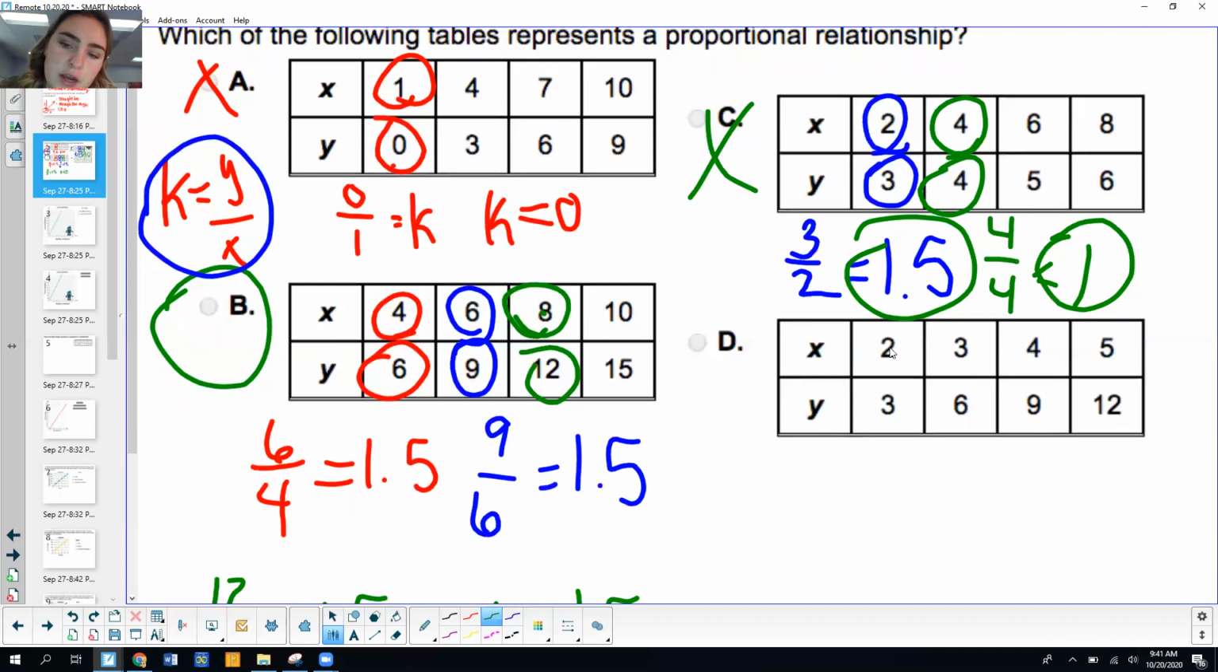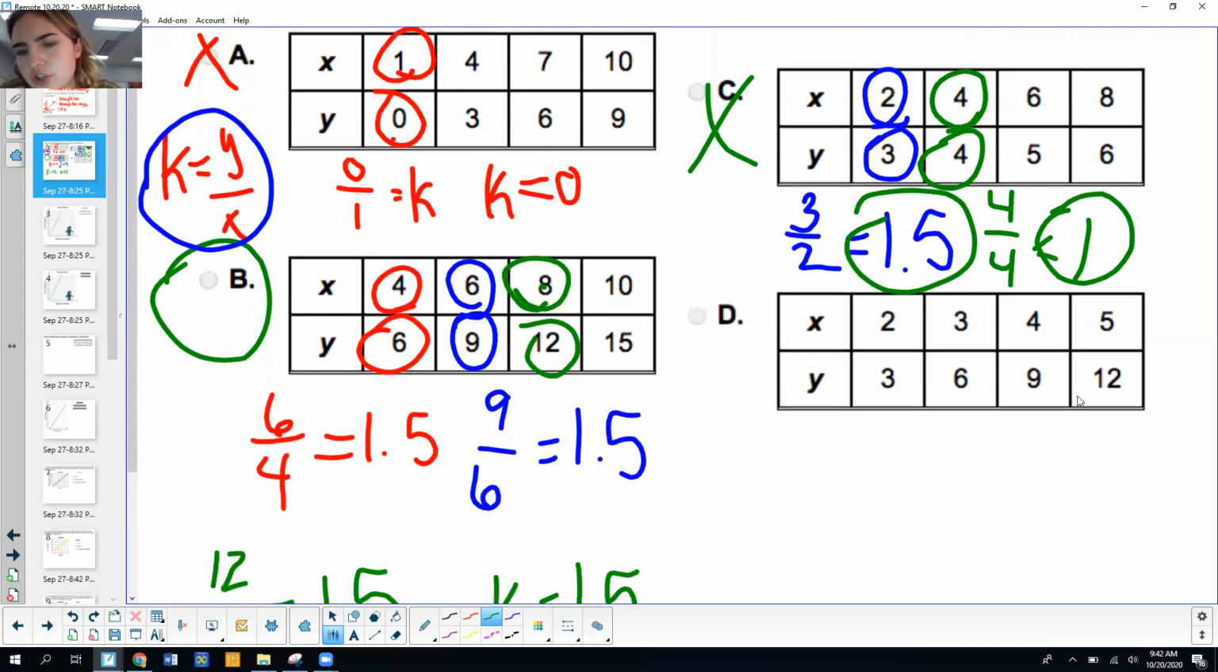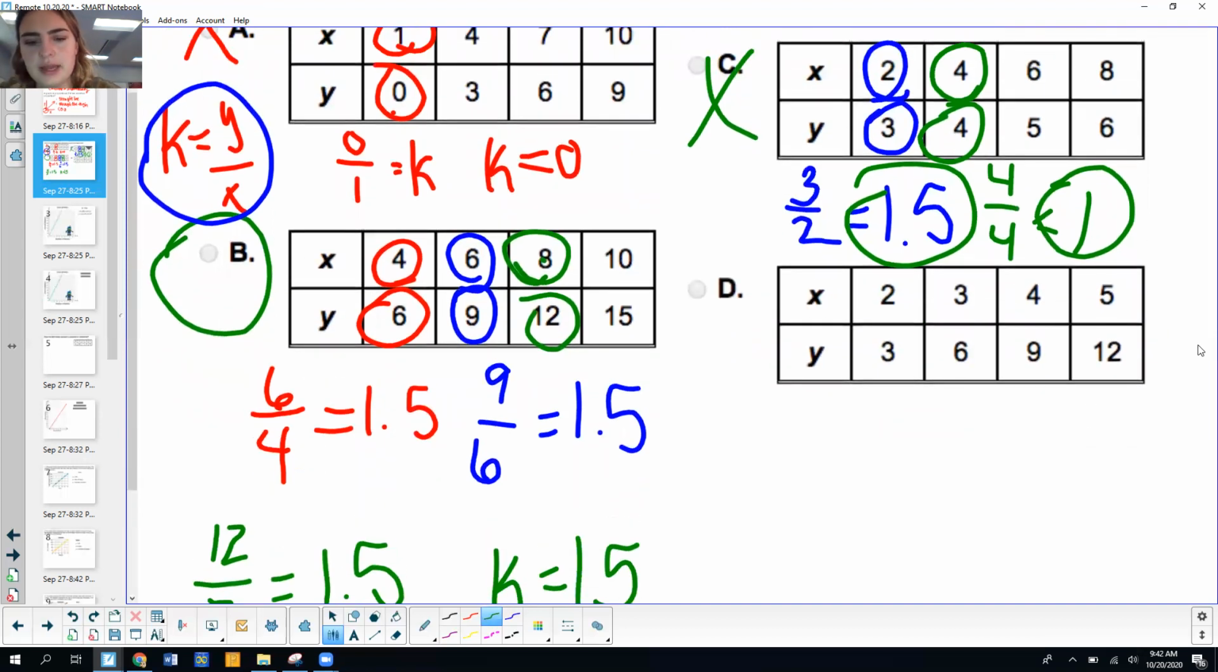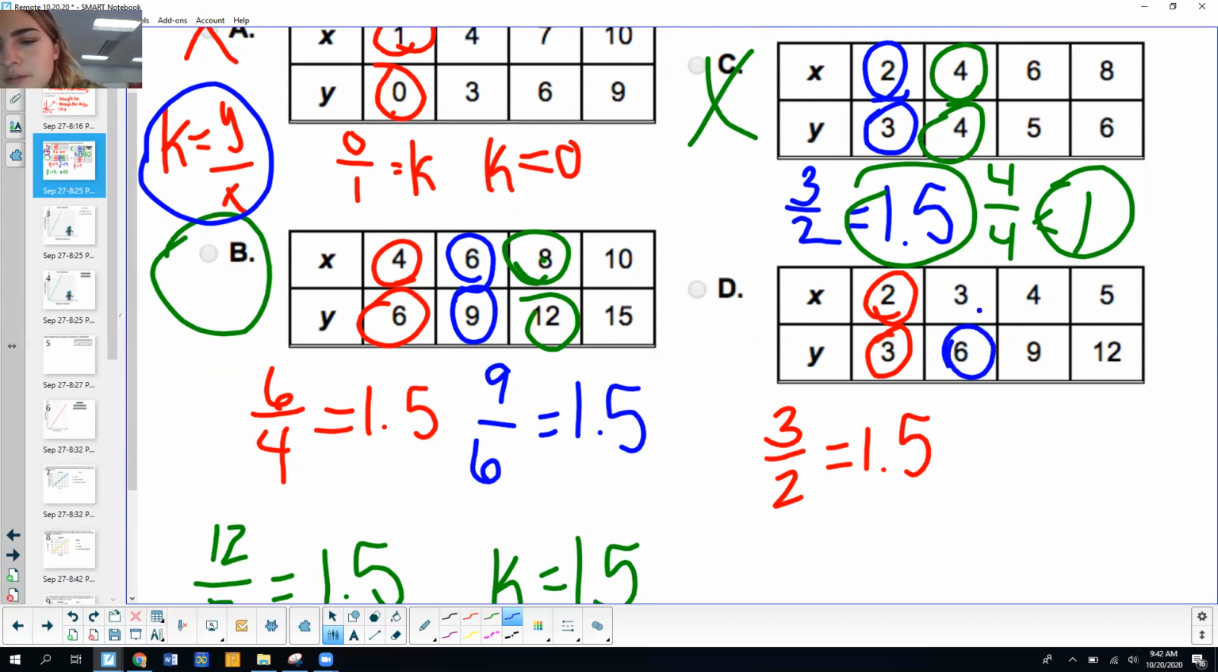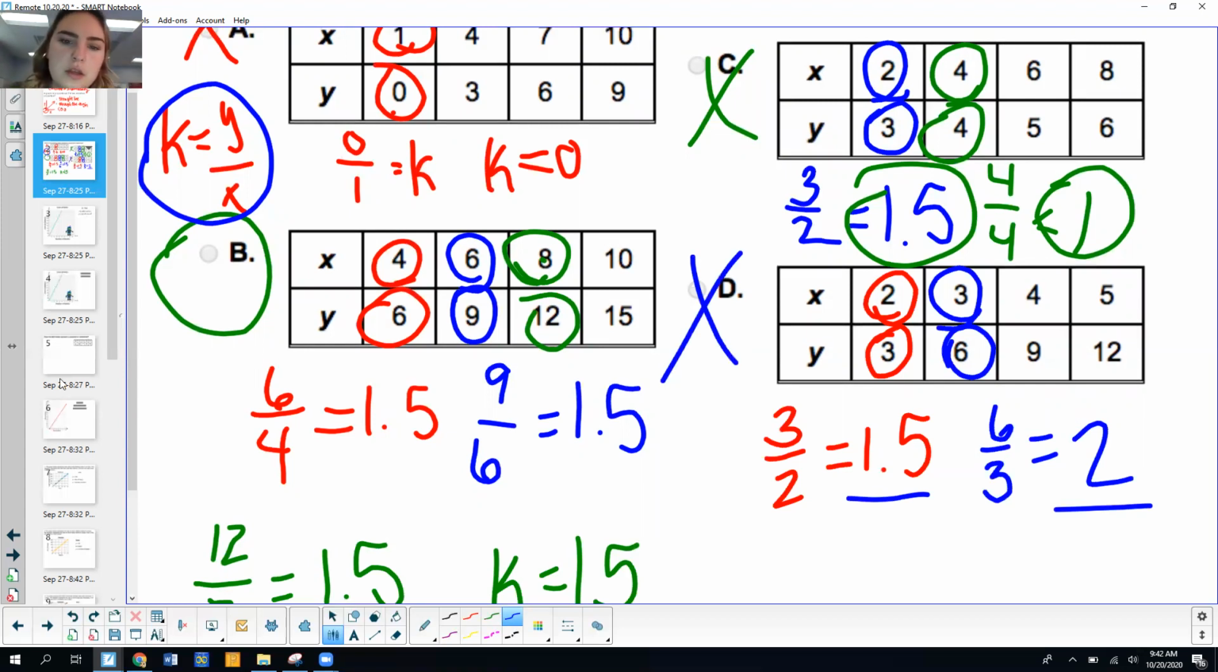All right, this next one, we've got 2, 3, 4, 5 and 3, 6, 9, 12. It looks like there's a pattern, but I want to make sure. So I'm going to use my K equals Y divided by X formula to figure that out. I'm going to take 3 divided by 2, which equals 1.5, and I know that because of what we did earlier. All right, I'm going to take 6 divided by 3. Well, I know 6 divided by 3 is going to give me 2. So since 1.5 and 2 are not the same, this is not a proportional relationship.